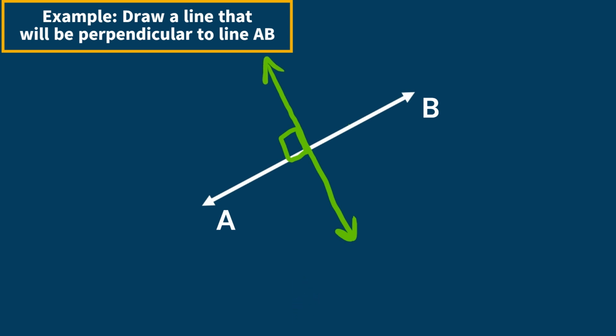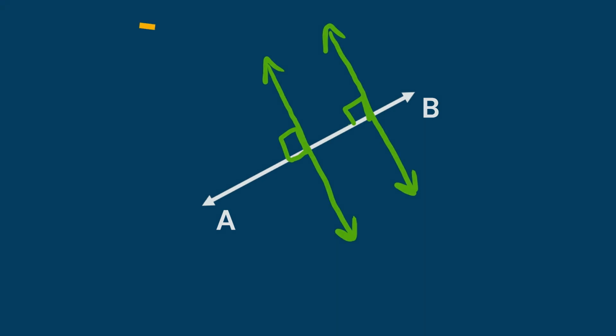And now I know that these two lines are perpendicular to each other because they intersect and there's a square corner. Let's go ahead and draw another one. I'm going to draw a square, and then I'm going to draw a line that goes through it, like that. So as you can see, you can continue to do as many lines as you want.